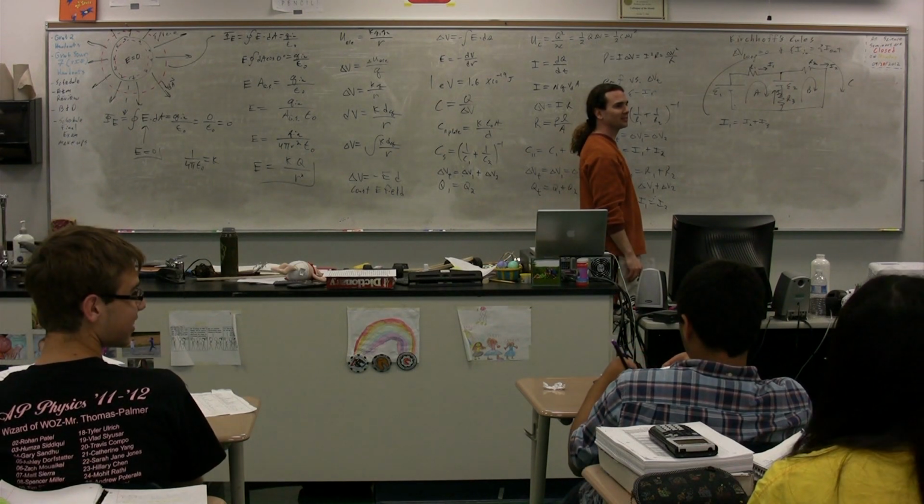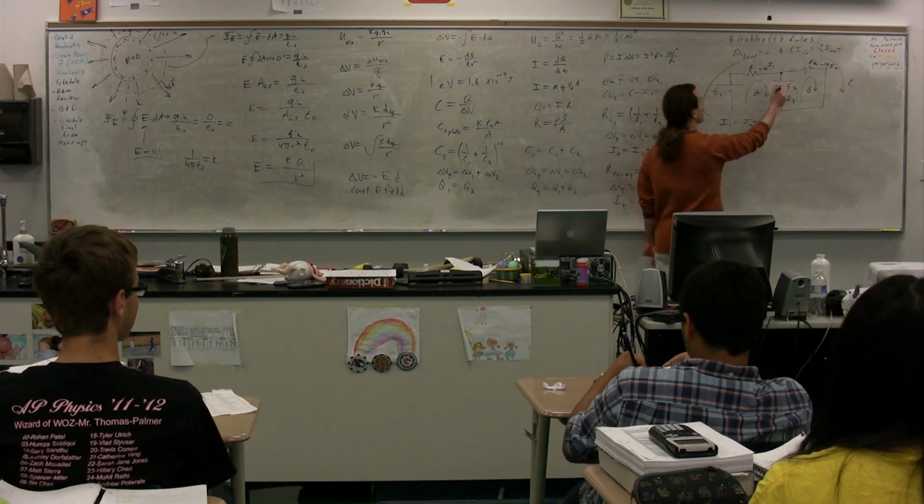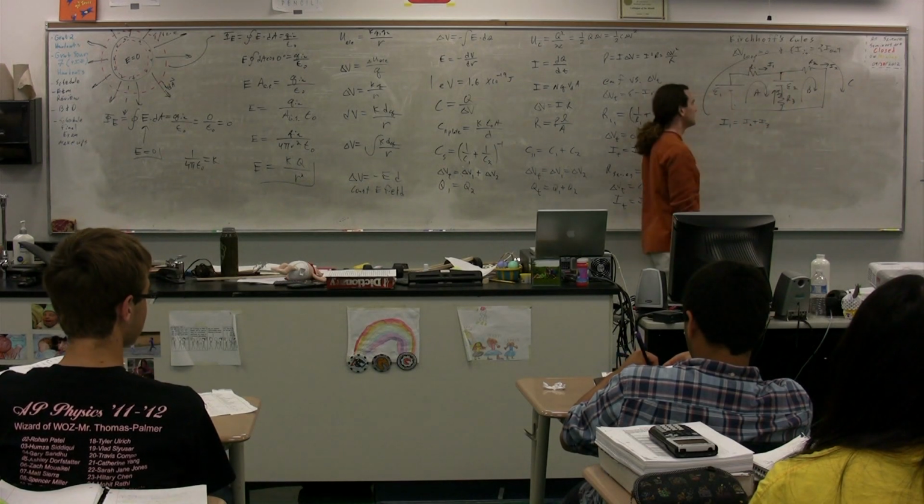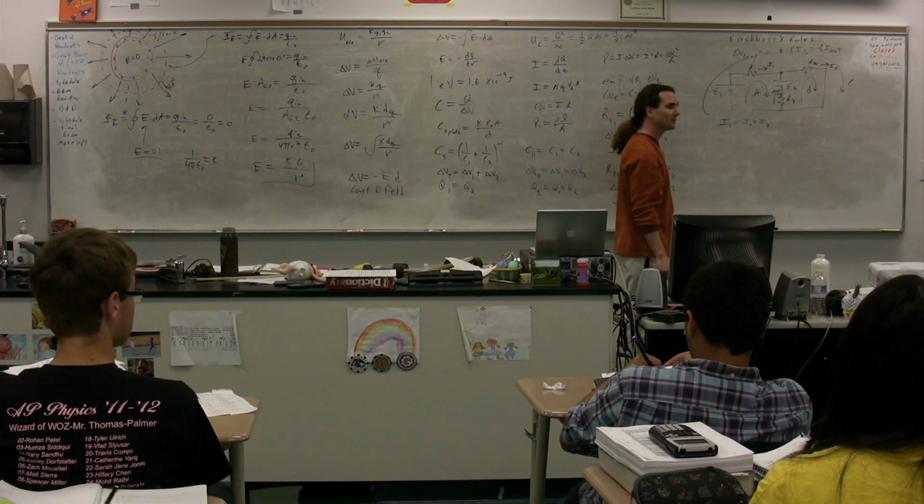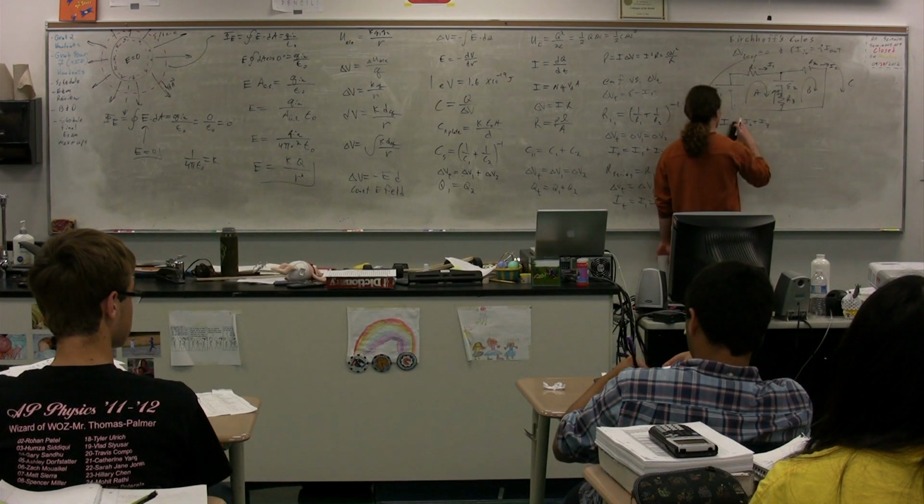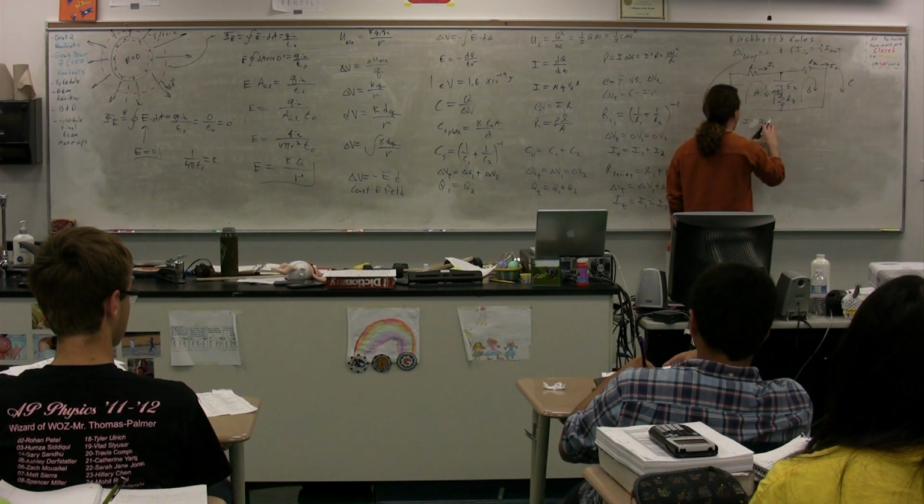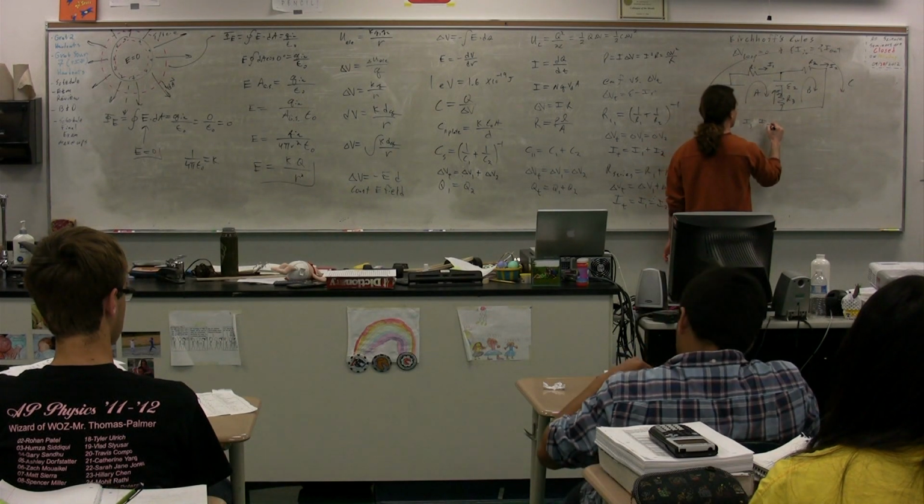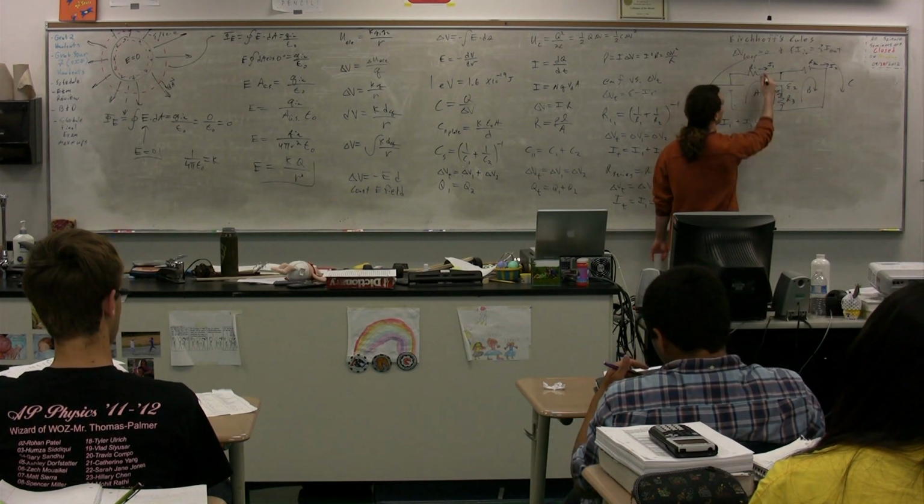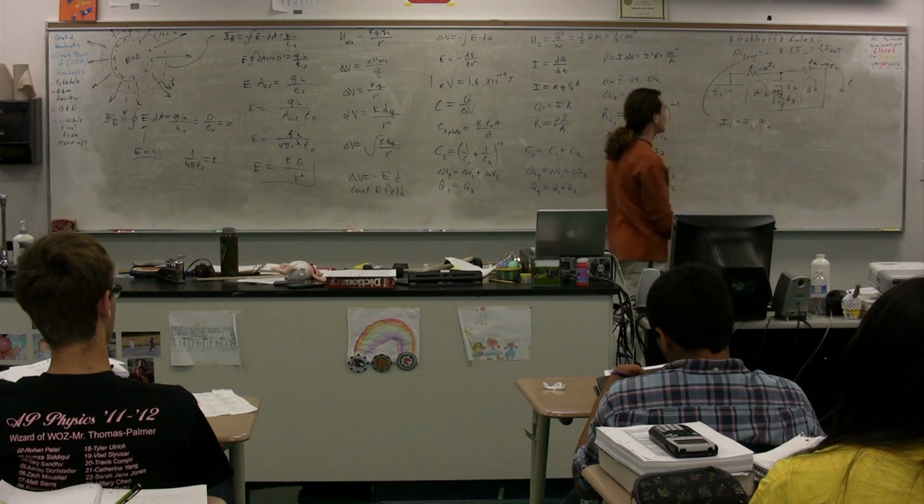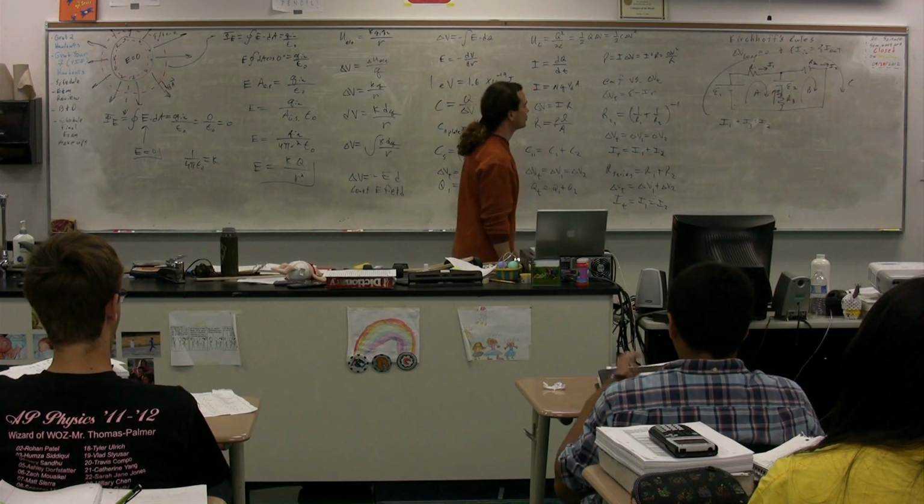Would you like to try again? This one right here. Current 1 plus current 3 is equal to current 2, because both current 1 and current 3 are going into the junction and current 2 is going out of the junction.